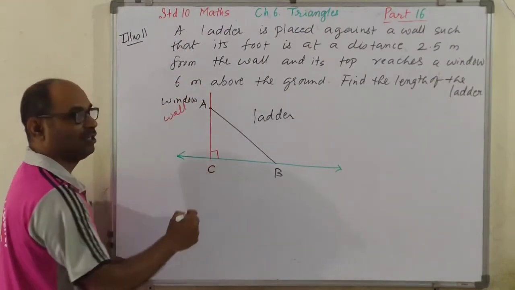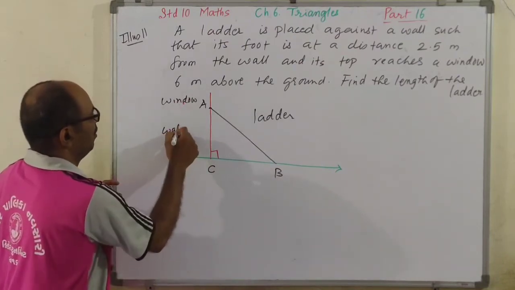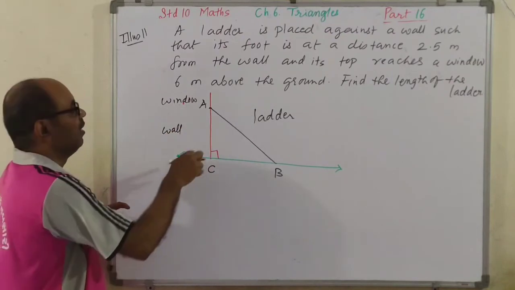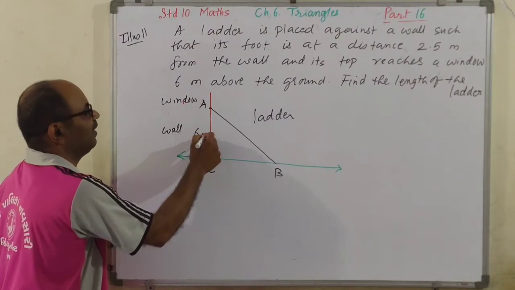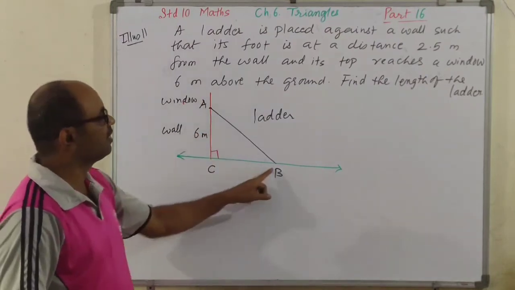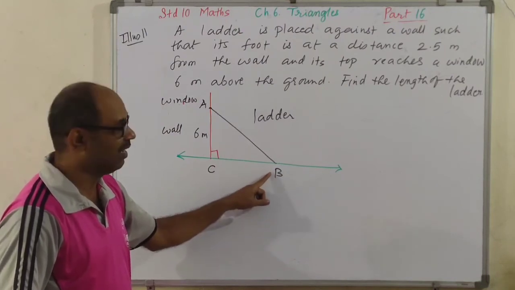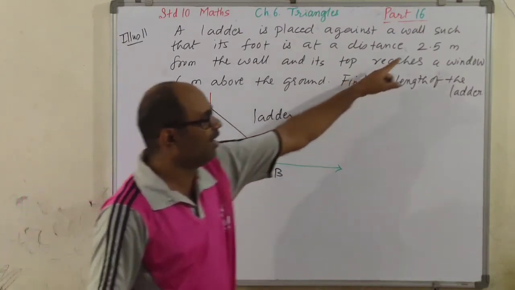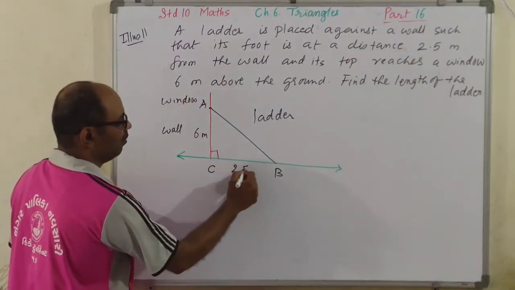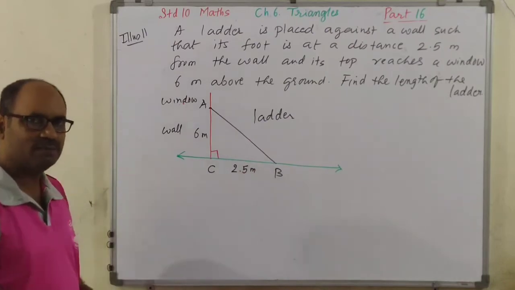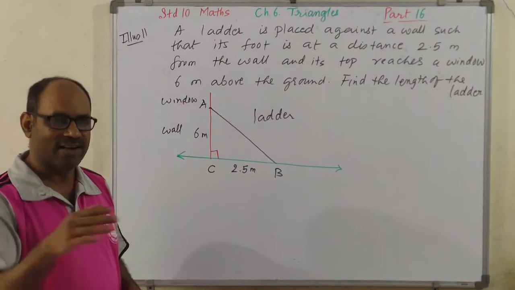Let me say this is the foot of the wall. The foot of the wall is C. So how high is the window from the base? 6 meter. This is the end of the ladder, the foot of the ladder. How far is it from the base of the wall? 2.5 meter. So you have to represent this statement in the form of a diagram.